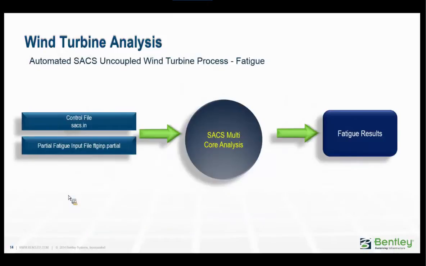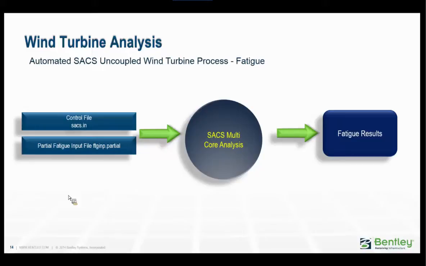The way this process works in SACS is that we've simplified it to minimize any user errors creeping into this process, because you're dealing with thousands and thousands of simulations. And basically, to run fatigue analysis, you would be supplying two files. First is a control file, and secondly, a partial fatigue input file.